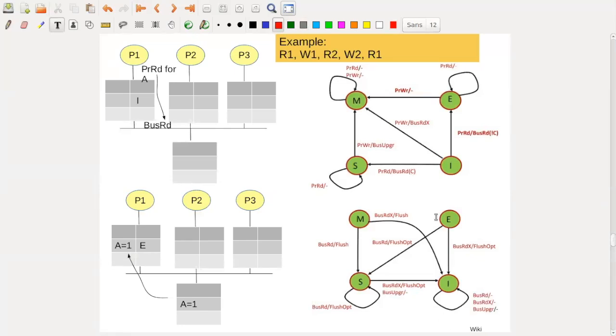Again, this is taken from Wiki. You could also refer to Hennessy Patterson, but like I said, it's a little more complex there. So processor read on A issues a bus read on the bus. And since this is the first time and this is the only copy, I is going to change to E. So whenever you have a processor read from I, you're going to change to E. That is, if you see a bus read. So I is going to change to E here in this case, and it's going to read the value from the main memory.